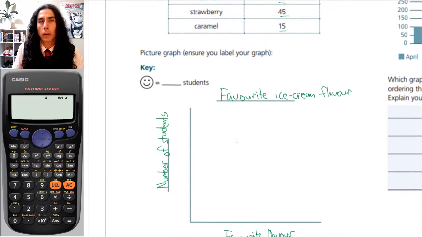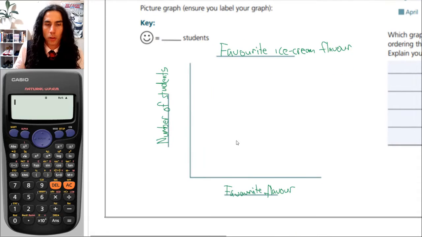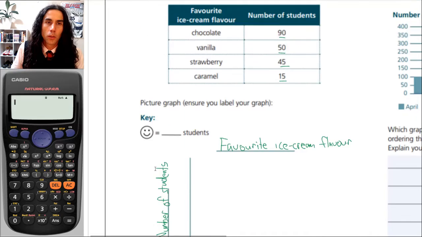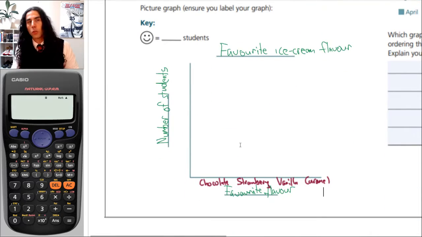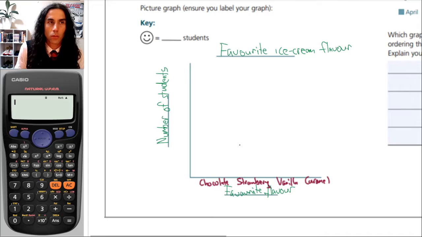Chocolate, vanilla, strawberry, caramel. So I'm going to put a column here for chocolate. A column here for strawberry. Vanilla. And caramel. 1, 2, 3, 4.